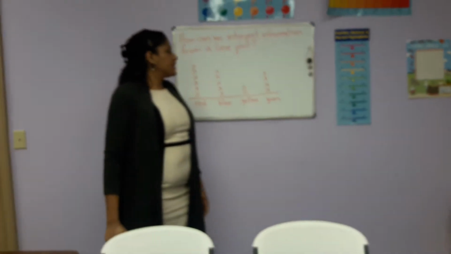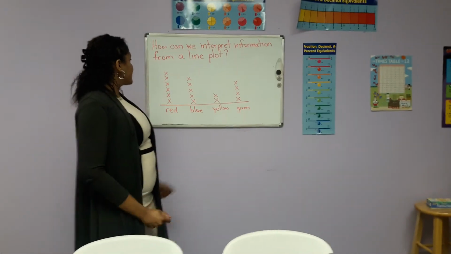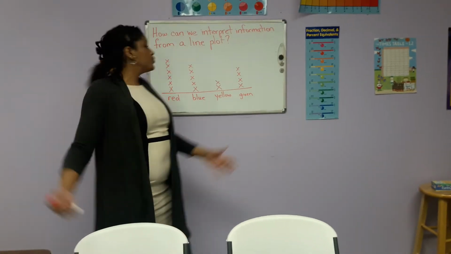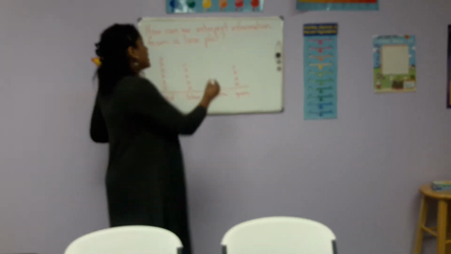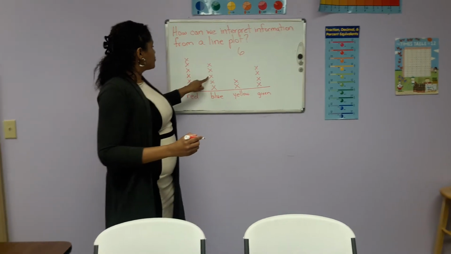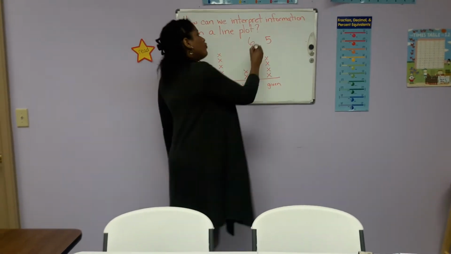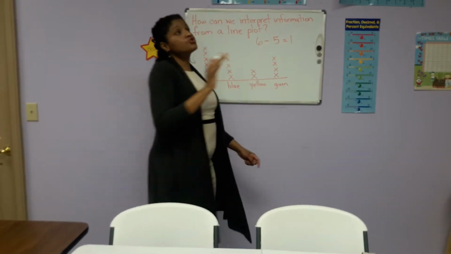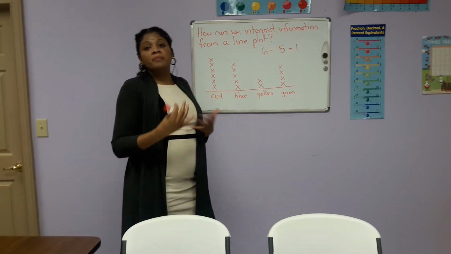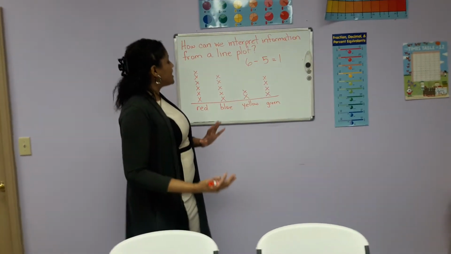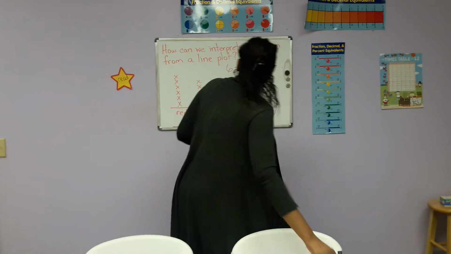All right, if we say how many more students like red than blue? So we have 1, 2, 3, 4, 5, 6 students who like red, and 1, 2, 3, 4, 5 students who like blue. So we have one more student who likes red than blue. So when you're comparing which one is more, which one is less, that's a subtraction problem. All right, let's try another one.